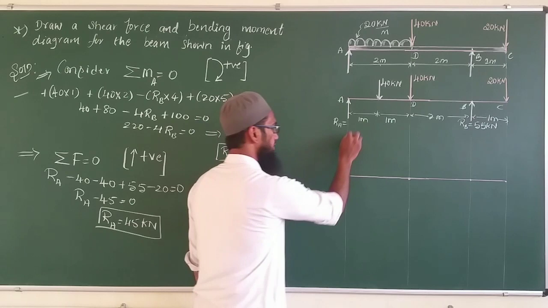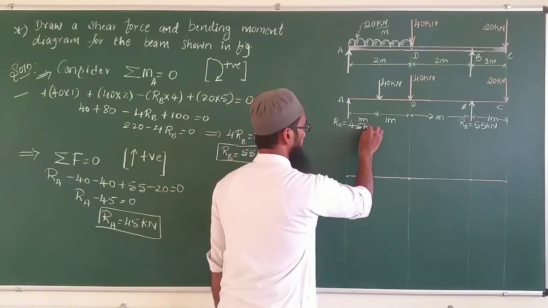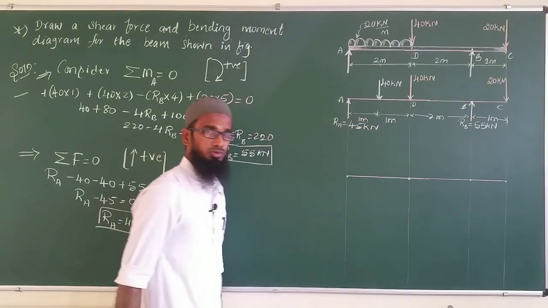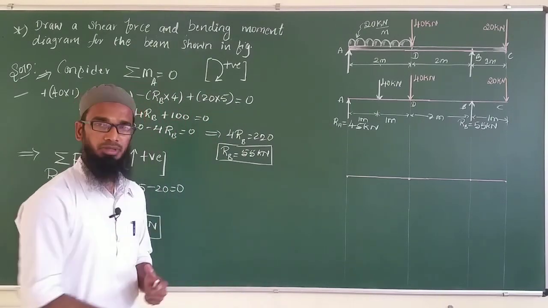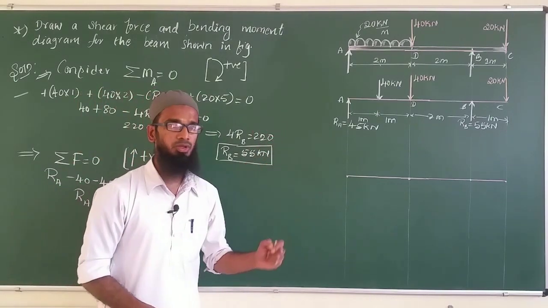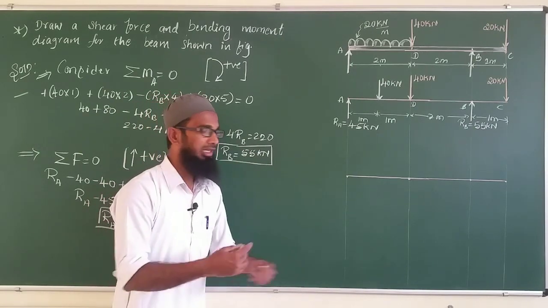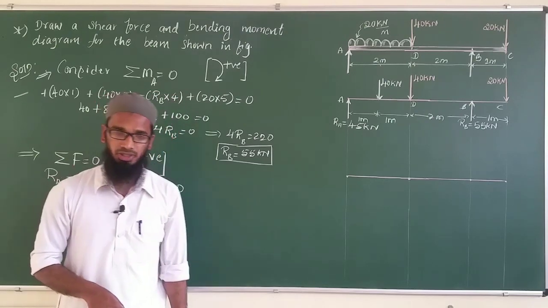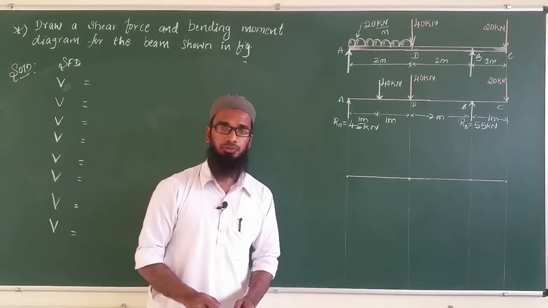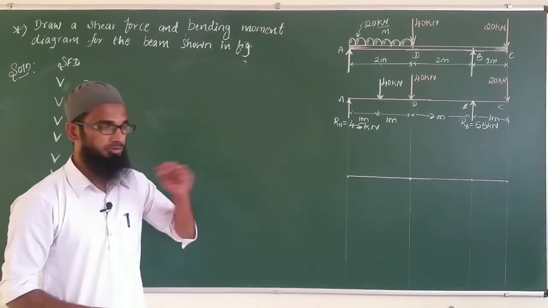So this is my reaction, 45 kilonewton. So now the second step is over. Now after this the problem will become simple. So this is the thing what we have to remember, and it's important here. So after this, based on the same thing, we can easily calculate the shear force diagram and the bending moment diagram. Now we have to find out the shear force for this beam element.